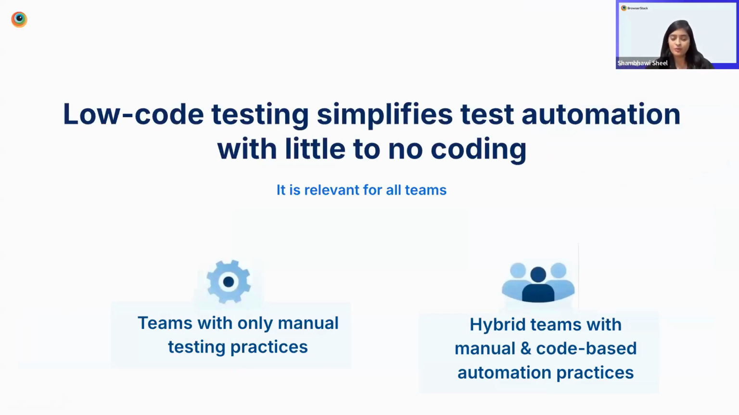For teams that have purely manual testing practices as of today, and also for the hybrid teams that have some automation but are also testing manually, you do want to get started with automation but do not have the skills right now. Your testers are mostly manual testers, and you still want to get started with automation so that you can save time, improve coverage, and all of that.